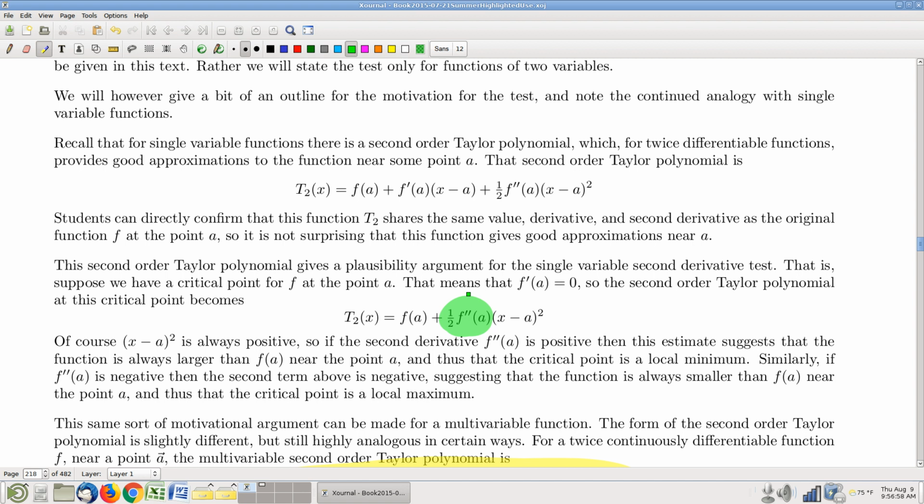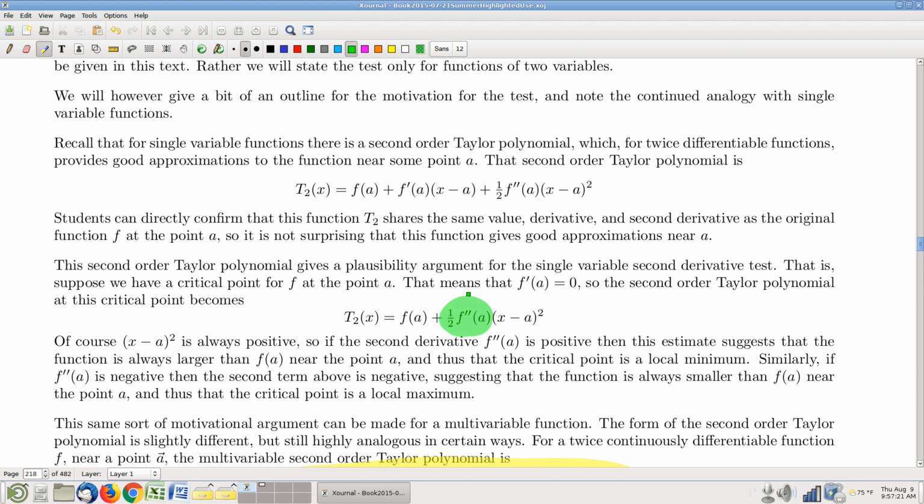Because if the second derivative is positive, then here's what your second order Taylor polynomial looks like, and it's a local min. Right? It's visually very satisfying. If f double prime is negative, the whole thing flips over, right? You get a downward facing parabola, concave down, they call it. And thus a local max.